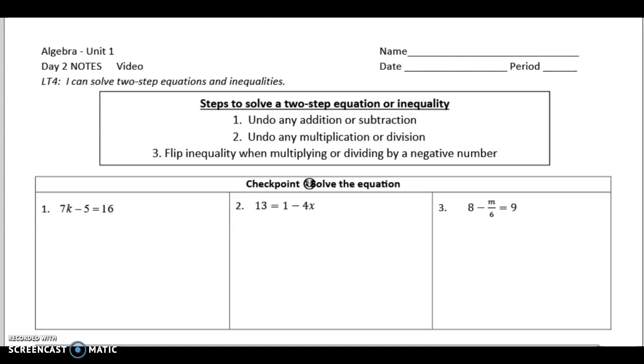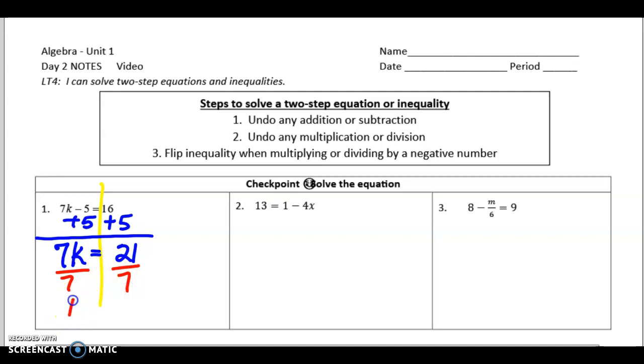Alright, so our goal is still the same. We have 2 sides of an equation. We're trying to get the k by itself. So we're going to first get rid of this minus 5 by doing the opposite and adding 5. Negative 5, positive 5 becomes 0. 7k plus 0 is just 7k. On this side you get 21. So now we're trying to get the k by itself, and to do that we're going to divide both sides by 7. And you get k is equal to 3.